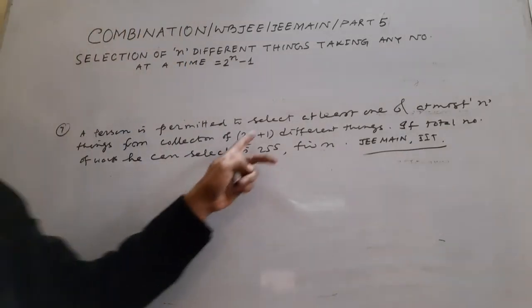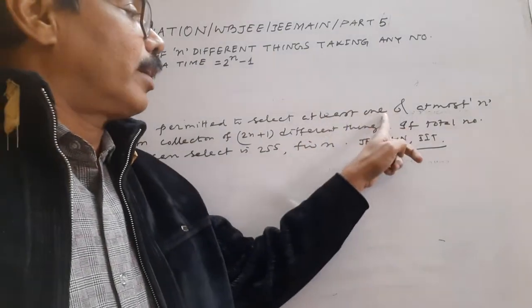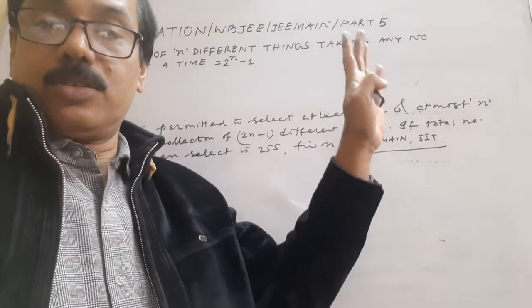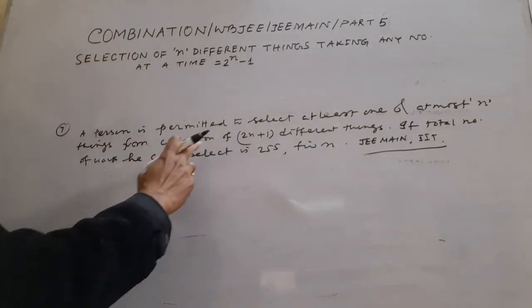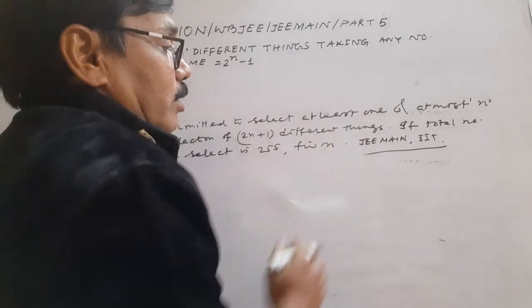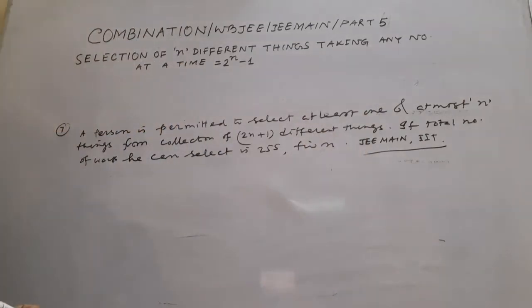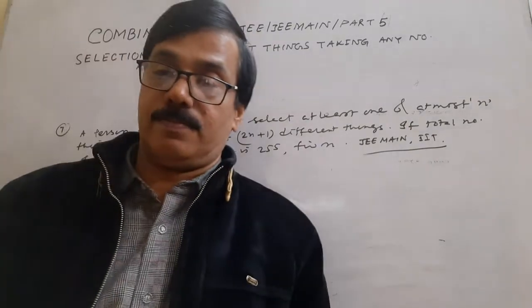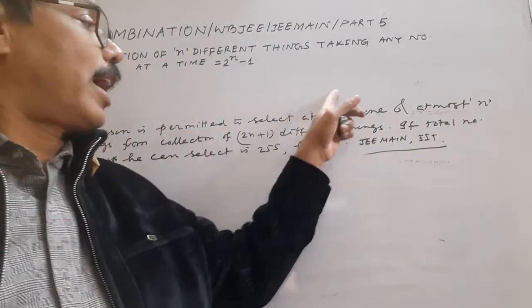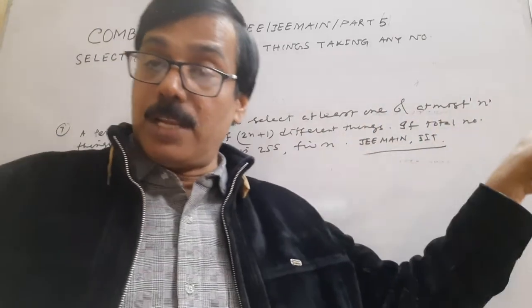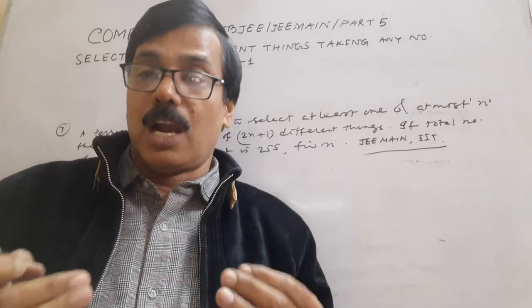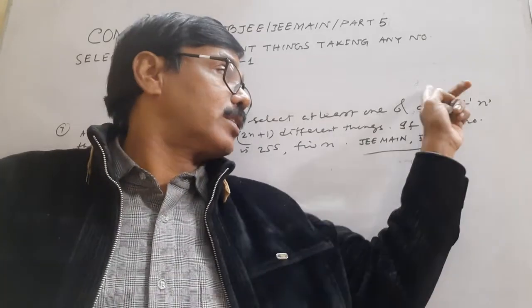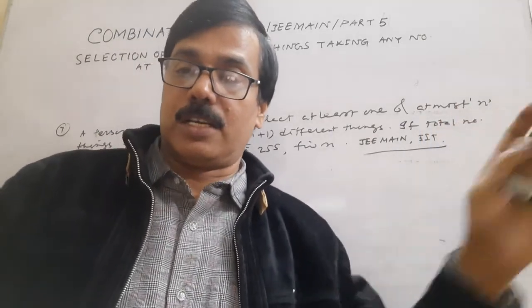A person is permitted to select at least one and at most n, at least one, maximum n, from a collection of 2n plus 1 things, and this is equal to 255. Find the value of n. So it is at least 1 and maximum n. You can take 1 or 2 or 3 up to n, because maximum n, not greater than n.